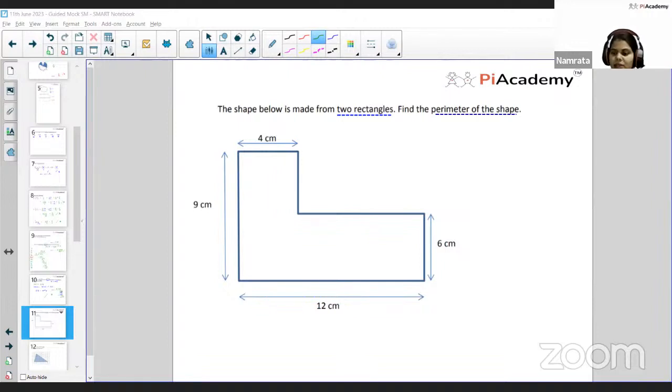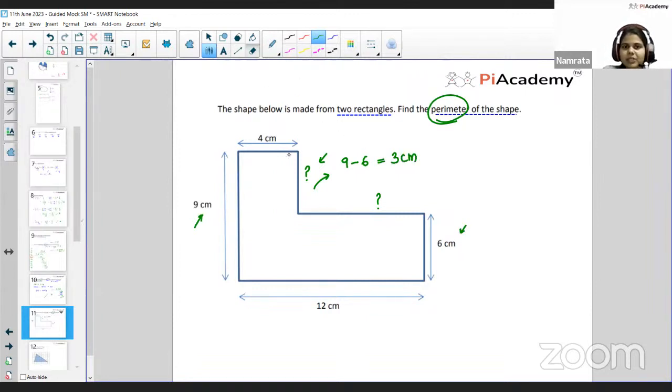So yes, let's start discussing this question. The perimeter is basically the addition of all the sides of the given shape. So here, in order to calculate the perimeter, we need to know these two sides. In order to calculate this one, what will it be? This will be basically 9 minus 6, am I right? By considering this part and this part, which will give you 3 centimeters. So let me write this down here for better clarity, this is 3 centimeters.